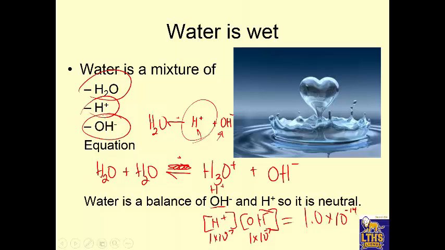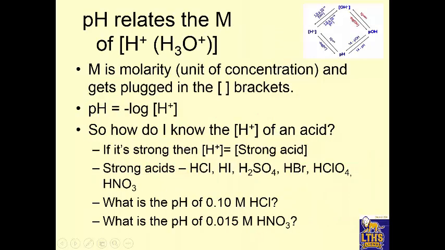So if we take the pH of water, we'd say negative log of 1 times 10 to the negative 7. And you hit that on your calculator, the negative button, the log button, plug that in, you get 7. So the pH of water is 7. Woohoo! That means the pOH of water is also 7, and when you add them together, you get 14. So what does that mean? Well, that's for water.